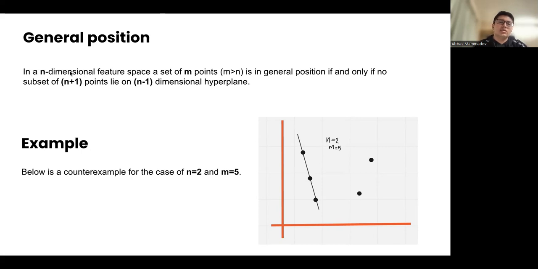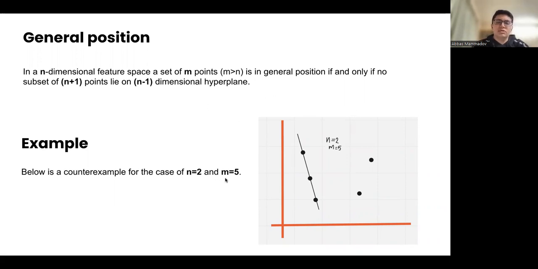The general position in n-dimensional feature space is a set of m points where m should be greater than n, otherwise the statement will already be satisfied. So it is in general position if and only if no subset of n plus 1 points of those m points lie on an n minus 1 dimensional hyperplane. In other words, as we know from linear algebra, their span is not making an n minus 1 dimensional hyperplane.